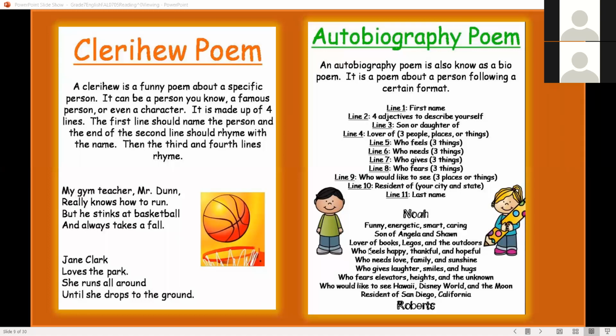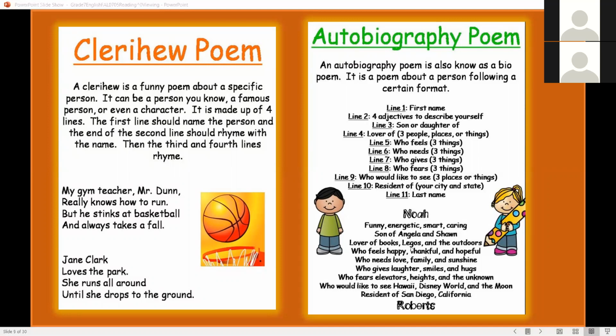So we have an example here. Noah. So the first line, the second line has the 4 adjectives: funny, energetic, smart, caring. And then we have son and daughter of. Son of Angela and Sean. What does he love to do?